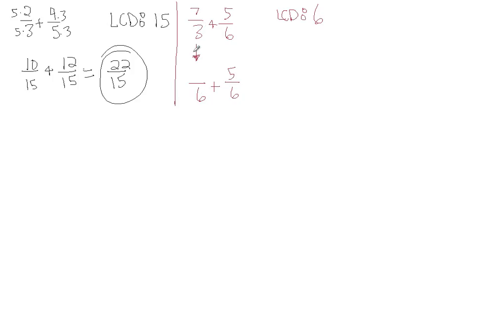3 will go into 6 how many times? 2 times 3 equals 6. Let's do the same in the numerator. Multiply by 2. 2 times 7 is 14. And then for our answer, we carry the same denominator and add across the top. 14 plus 5 is 19. And that's our answer. Let's do one more this way.